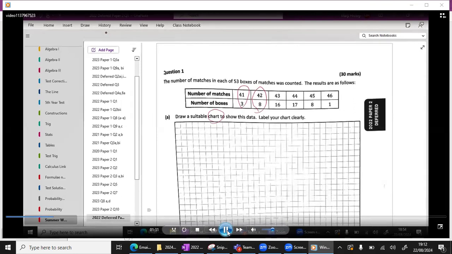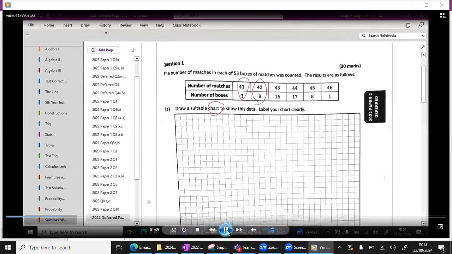In other words, we're doing a chart where there are gaps, whereas with the histogram, there are no gaps. The reason there are no gaps is because it's continuous data, which essentially means it's something you measure rather than something that you count. So we don't expect whole number answers. A bar chart is what's suitable here.